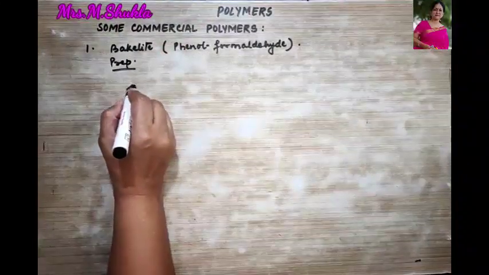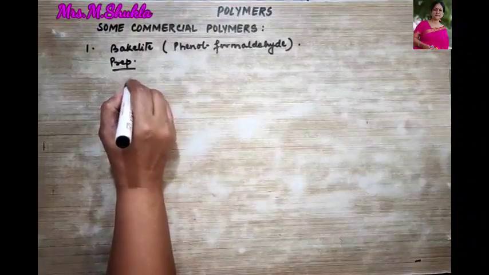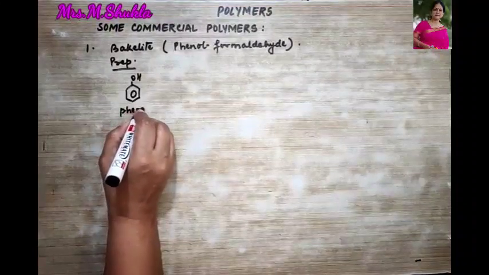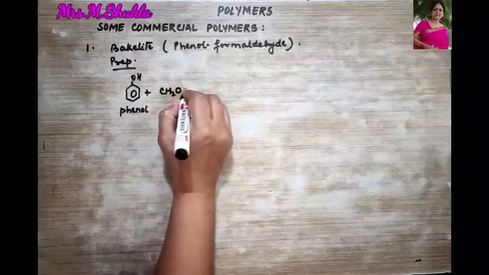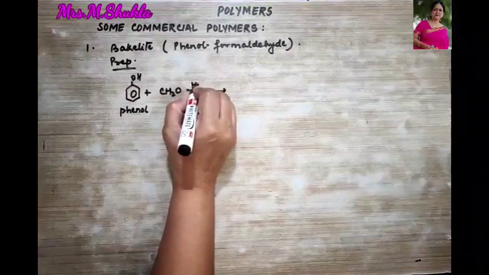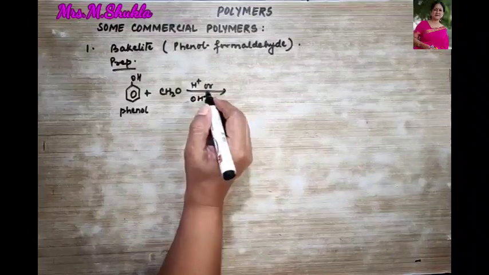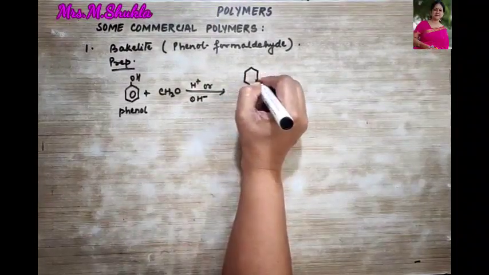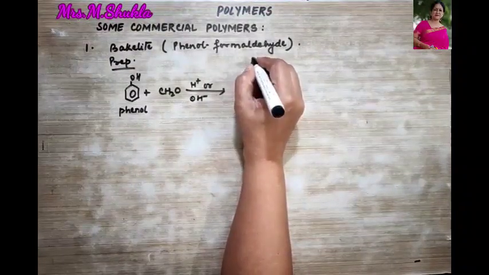Okay, so let us see what is phenol. Phenol is this. Okay, this when treated with formaldehyde CH2O in the presence of acid or a base, it forms bakelite. Okay, though it is complicated but very interesting.